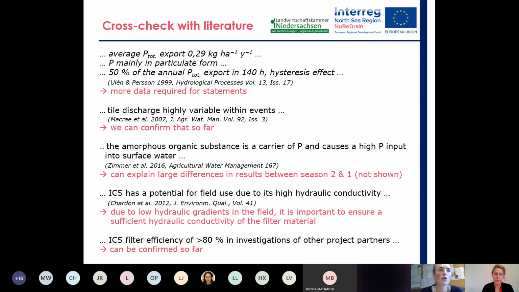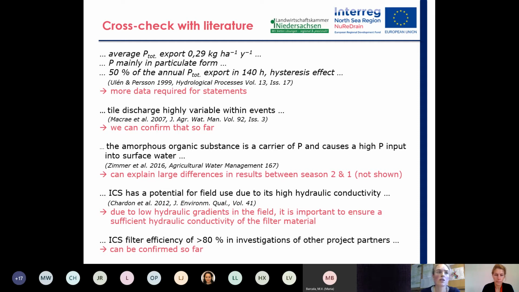If we cross-check our results, highlighted in pink, with results from literature, we can state, compared to Ulen et al., that we have a 2.5-fold higher discharge than they did. We can state that on our side, the main P form is also particulate P. They stated that a large amount of the phosphorus discharge can happen within short time intervals, and we can confirm that. But we do need more data to make any precise statements.